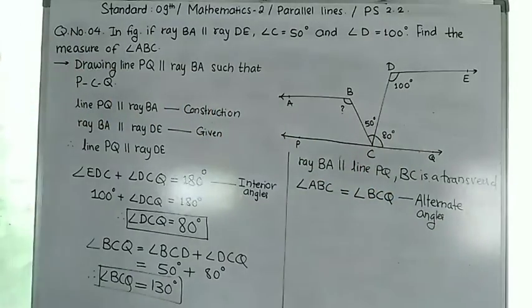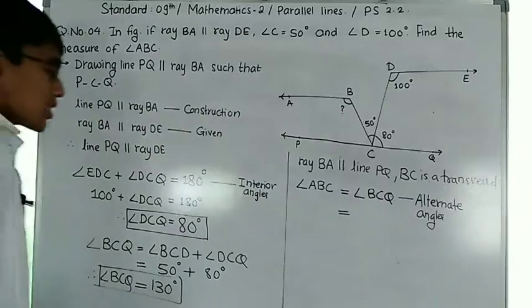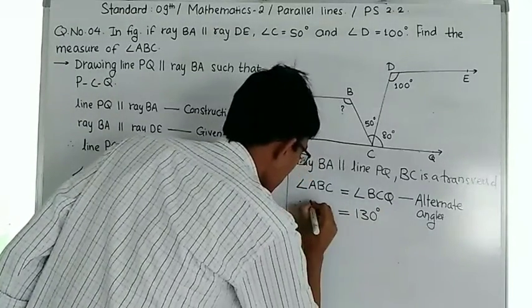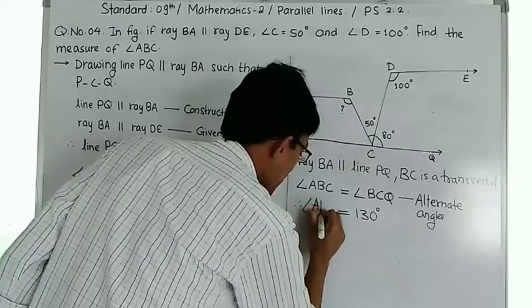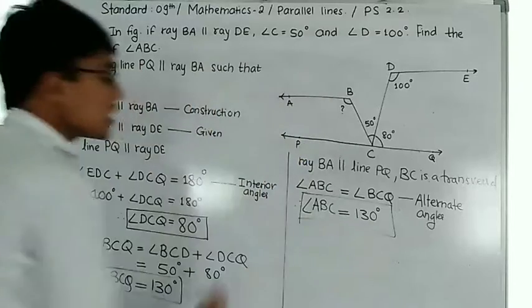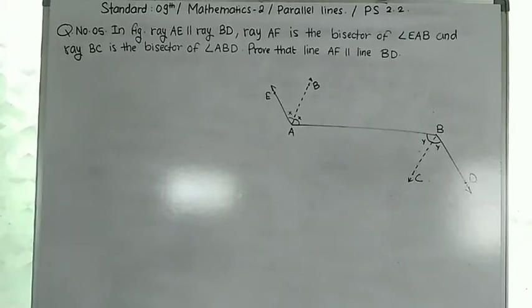So we get this. Now what is the measurement of angle BCQ? It is 130 degrees. Therefore we got the value of angle ABC, and that is 130 degrees. So this is the required solution for question number 4. Now let us see question number 5.